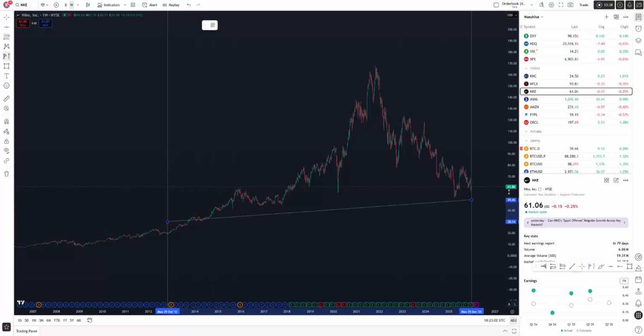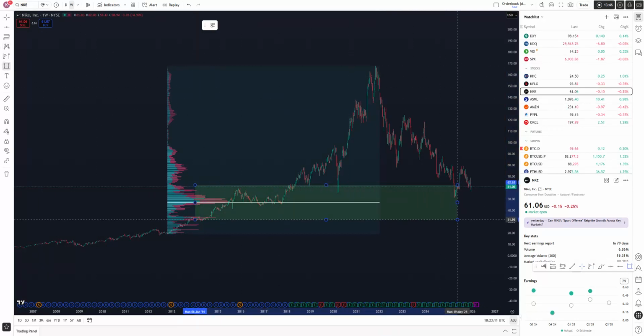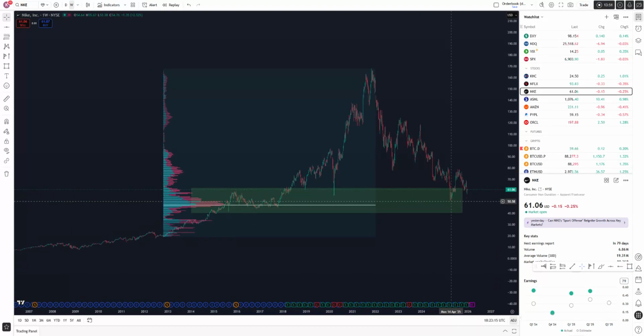So let's do it here. Let's say this didn't exist. Straight off the bat, you could already tell this is an interesting area to buy. And look at that, price reacted to this area. Fair value. A lot of people consider this fair value or balanced area a cheap opportunity.